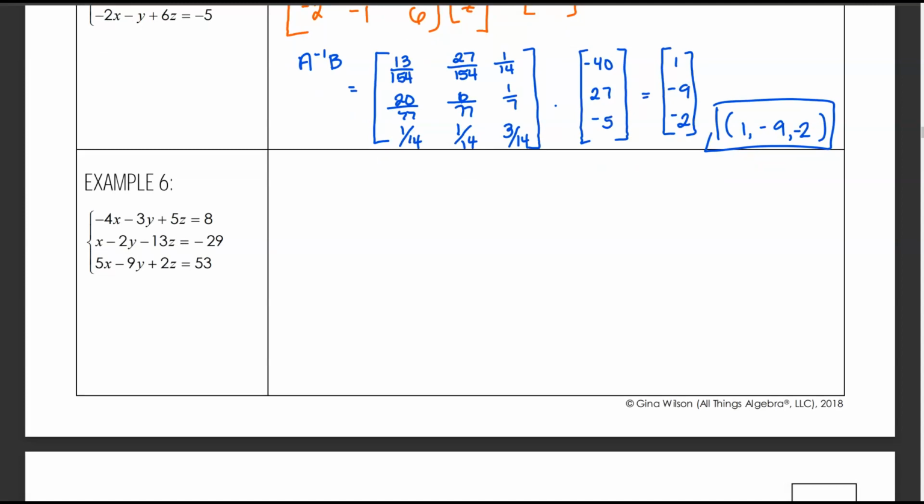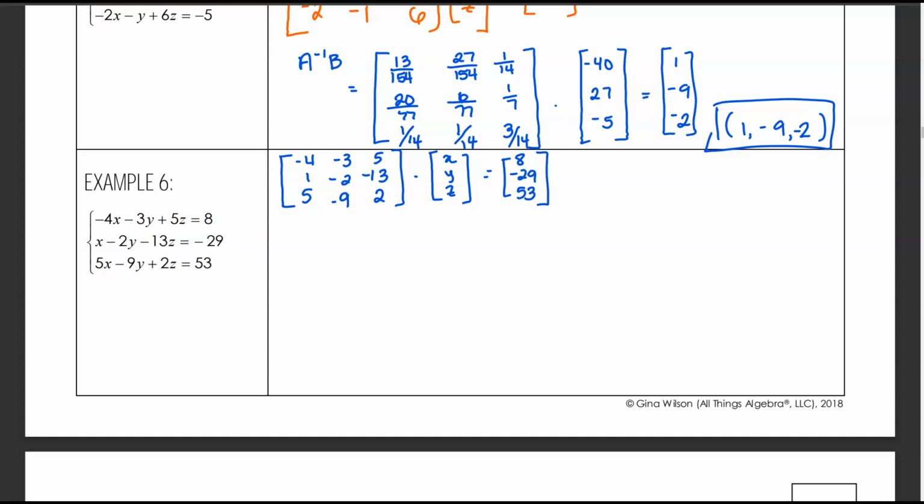Very simple. We can go ahead and do it together real quickly, and we can put this in, and we'll use the calculator here. So we're going to have a 3 by 3, which is going to be -4, 1, 5, -3, -2, 9, -5, 13, and 2. And this is going to be multiplied by our variable matrix x, y, z. And this is going to equal 8, -29, and 53.